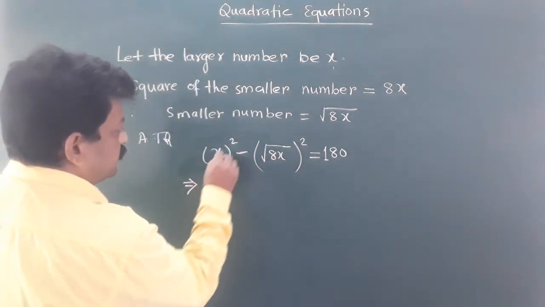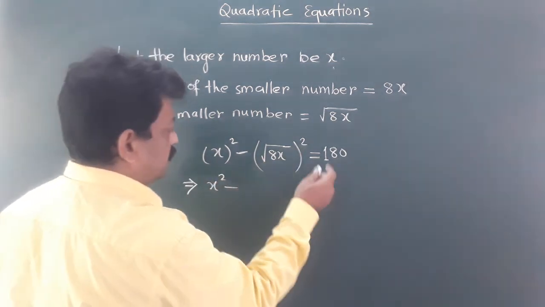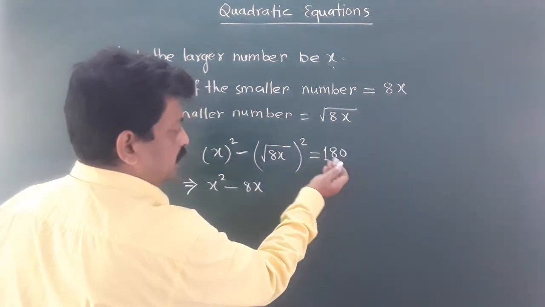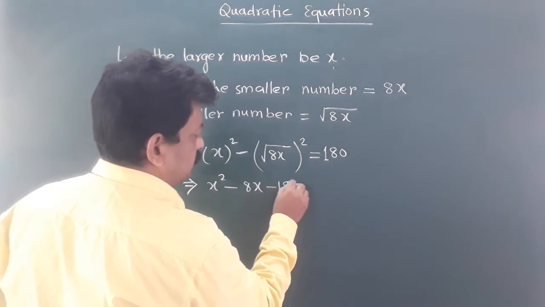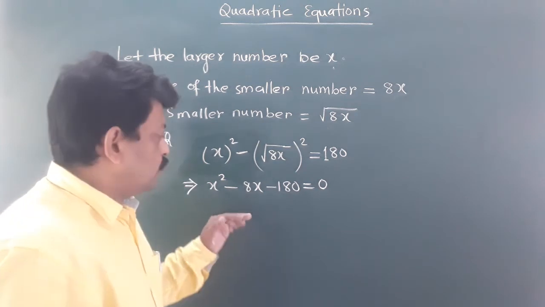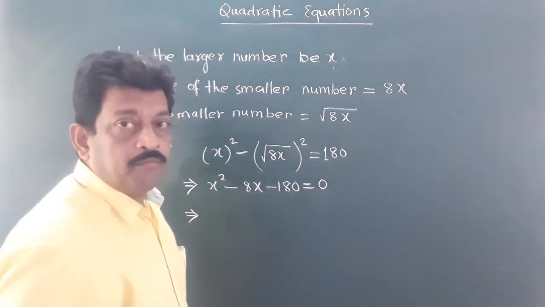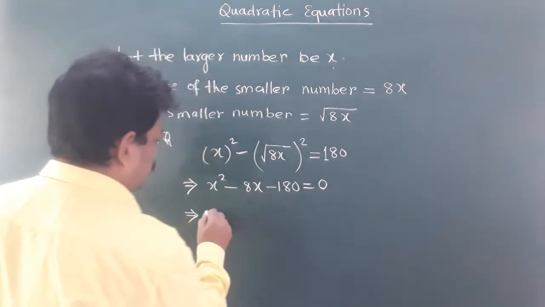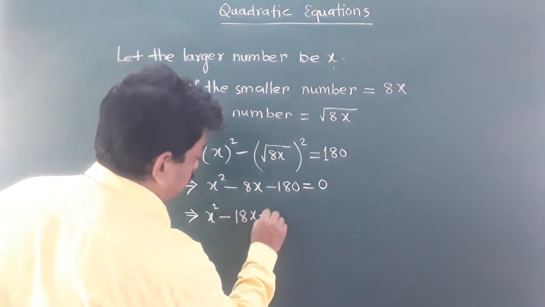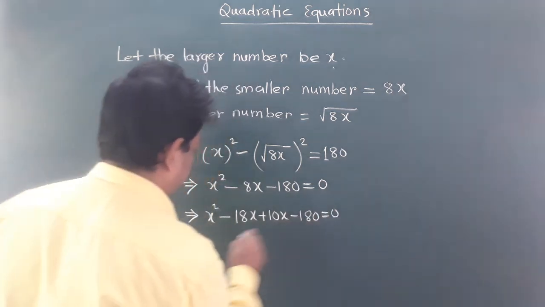Now let me simplify this. So this is x squared minus, since it is squared, the root sign will be eliminated, so it will be 8x, and this 180 I am bringing to the left-hand side, so it is minus 180 equals 0. Now this is a quadratic equation, we have to solve it. So here also I am using the method of splitting the middle term. So x squared minus 18x plus 10x minus 180 equals 0.